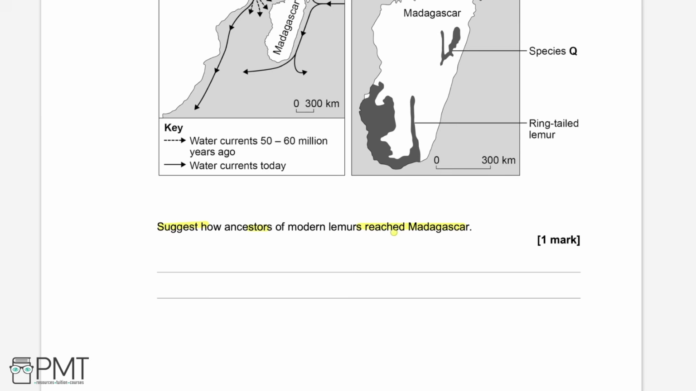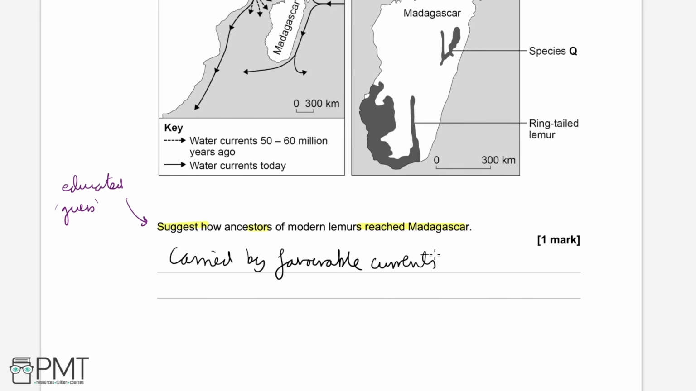And so, suggest how ancestors of modern lemurs reached Madagascar. The command suggest means to give an educated guess of what could have or is most likely to have happened. So, what is most likely in this case is that they were carried by favourable currents, which we already identified are heading towards Madagascar from the coast of Africa, 50 to 60 million years ago, on masses of vegetation, since, as we already said, it is too far to swim.